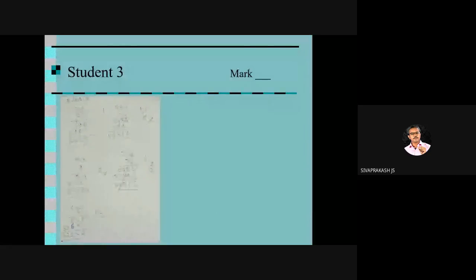Godlin, 15. Why 15, Godlin? Can you switch on the mic and talk? Godlin, can you switch on the mic and talk? Why is it 15? So I will ask others also. Just randomly I try, Godlin. Yes, Godlin. I request you for 15 out of 20, student 3. No answer here.